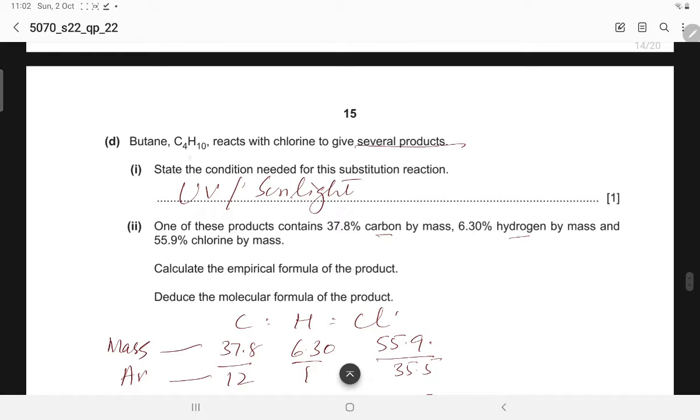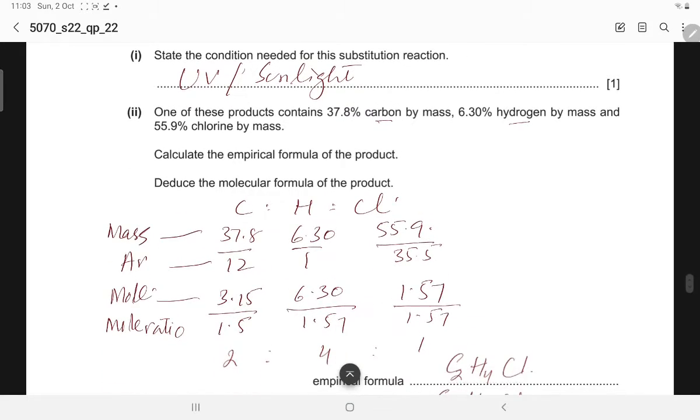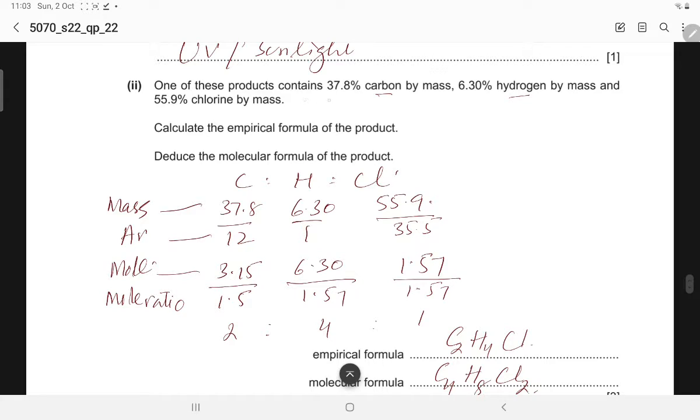This is another question. Butane reacts with chlorine to give several products. State the conditions needed for this reaction. This will be UV or sunlight. One of these products contains 37.8% carbon by mass, 6.30% hydrogen by mass, and 55.9% chlorine by mass.